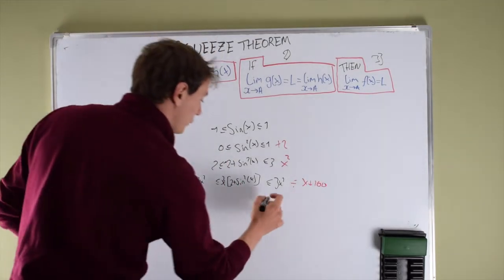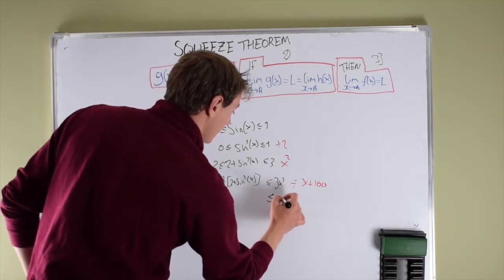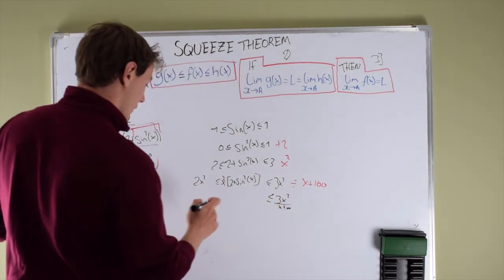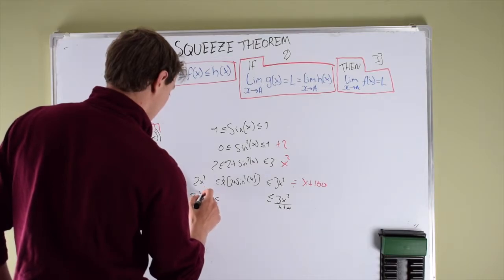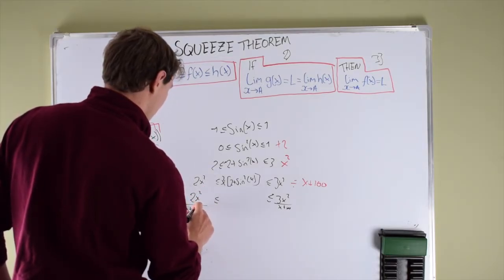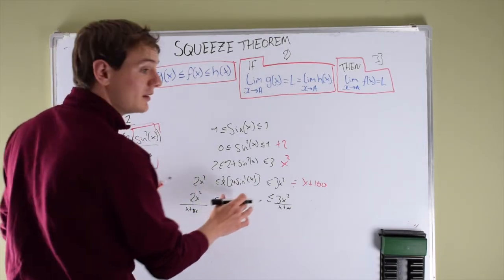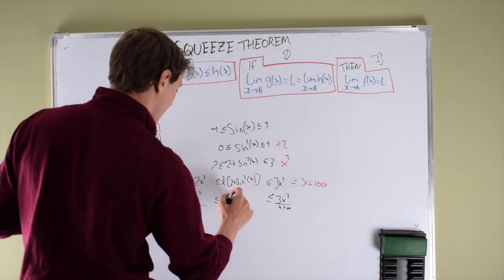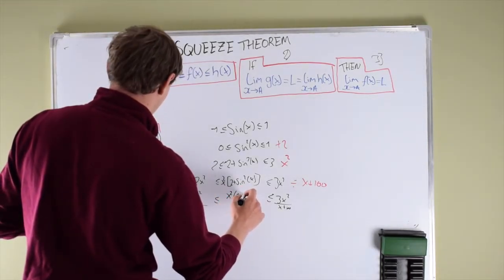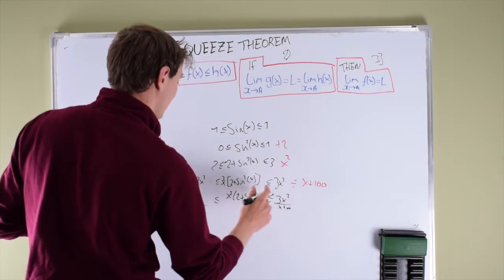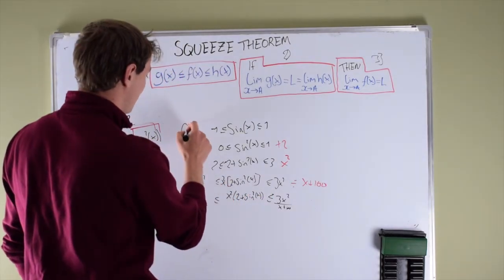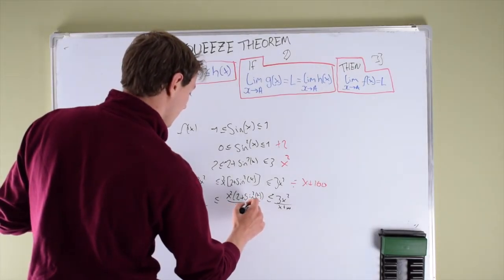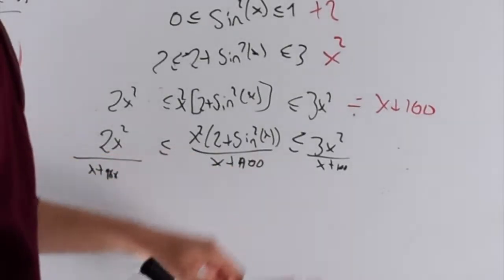So now on the right side we get 3x squared over x plus 100, and on the left side we get similar again, 2x squared over x plus 100, and then in the middle we get the original function. You always need to end with this part being f of x. So we're just going to rewrite the function out, 2 plus sine squared. Now there's nothing saying you can't just write f of x in the middle. There's no reason you can't. Okay, so now we've done that, we've got the original function.